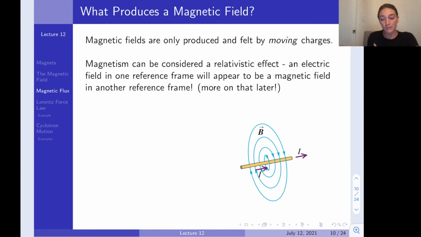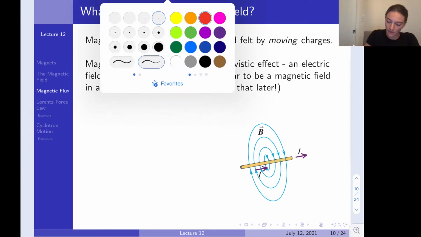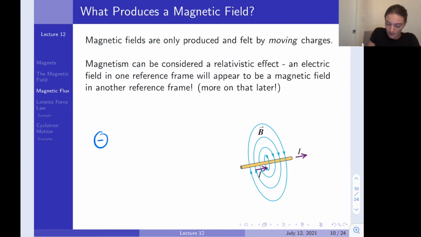So if your point charge has some velocity v, so let's say we get a little electron and he's moving with some velocity v, this will create a magnetic field. And also current will produce a magnetic field. Since current is just moving charges, a current will produce a magnetic field. Now, one very interesting implication of this is that you can sort of think of magnetism as a relativistic effect.